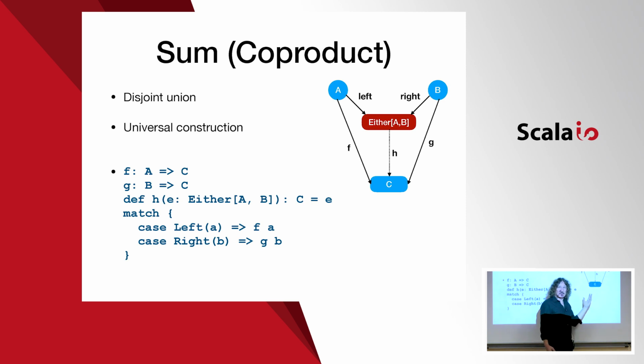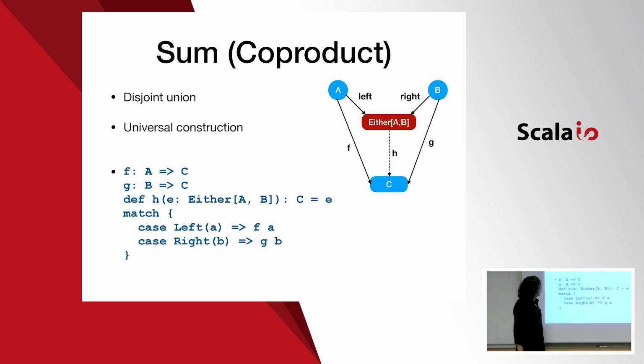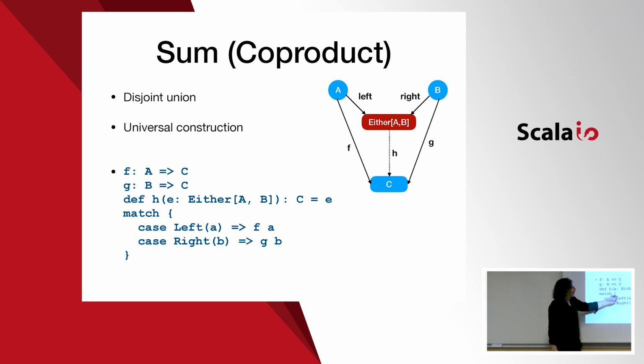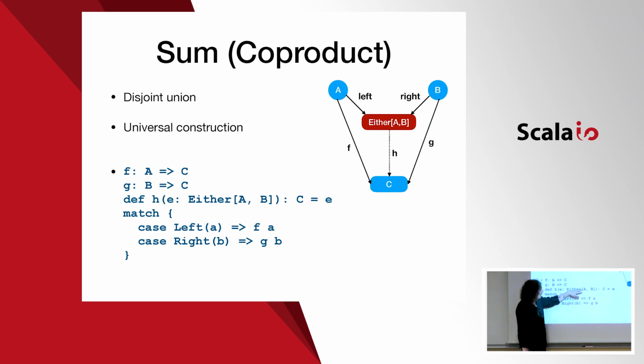Now again, universal construction says Either A B is like the best of these guys that have these two injections. Anything else that has these two injections will factorize through some unique H. Okay? So here's this factorization. How can you define H from the type Either A B, if you have these two injections, F and G? So F and G here are these two injections, right? And here I'm defining H from Either A B to my type C, right? And I just do case analysis. If it's left, then F A. If it's right, then G B. And I got it.